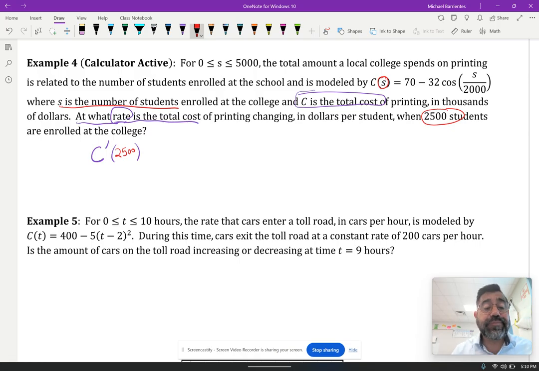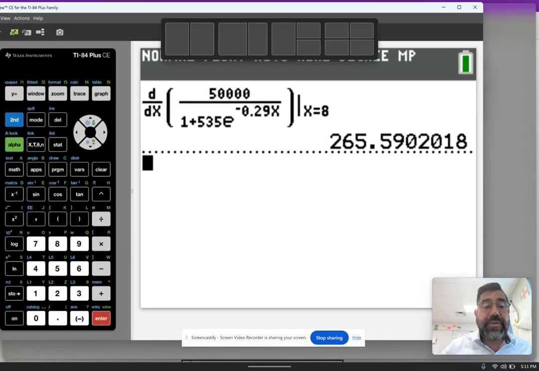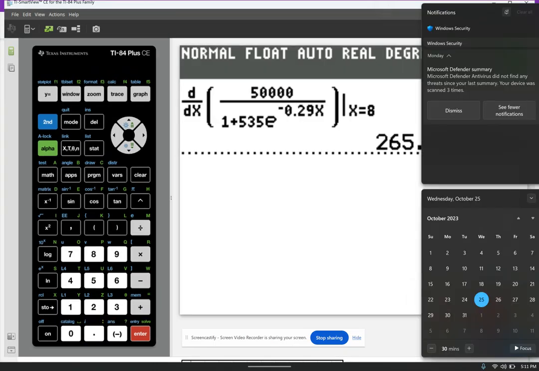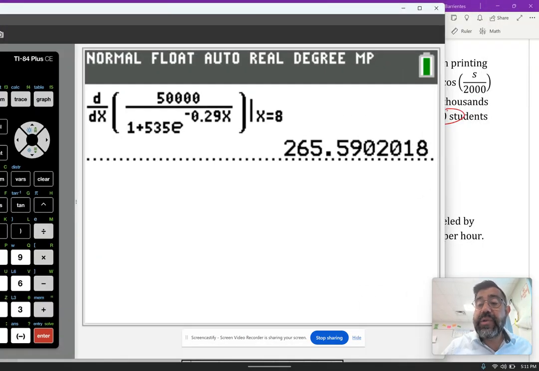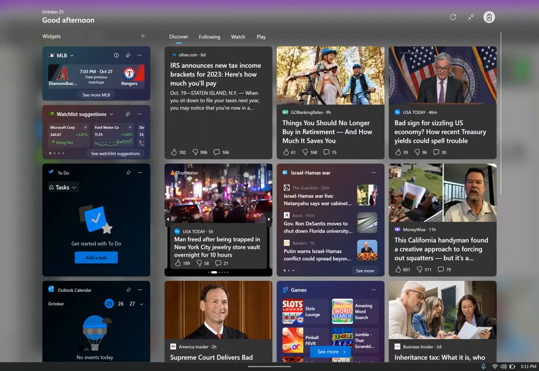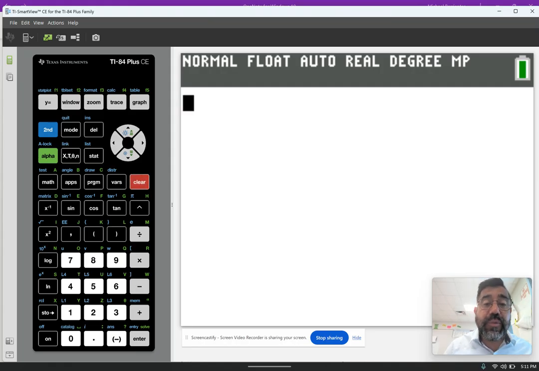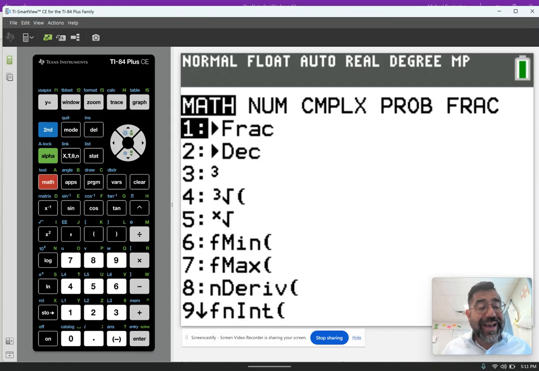How do I figure that out? Well, we could try to take the derivative of this, and we could, but it's going to be a little time consuming. So let's use our calculator instead. I'm going to open my calculator. Let me clear the last derivative we took. So where was the derivative feature? Under math, and then option number 8, the numerical derivative.